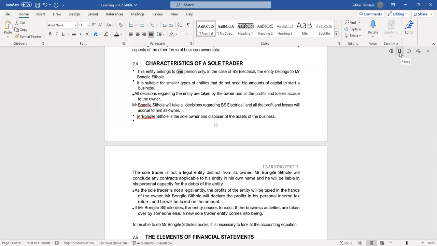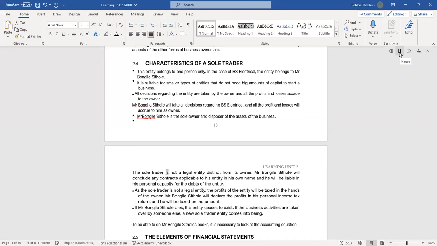This entity belongs to one person only. In the case of BS Electrical, the entity belongs to Mr. Bongil Sithole. It is suitable for smaller types of entities that do not need big amounts of capital to start a business. All decisions regarding the entity are taken by the owner and all the profits and losses accrue to the owner. Mr. Bongil Sithole will take all decisions regarding BS Electrical, and all the profit and losses will accrue to him as owner. Mr. Bongil Sithole is the sole owner and disposer of the assets of the business.